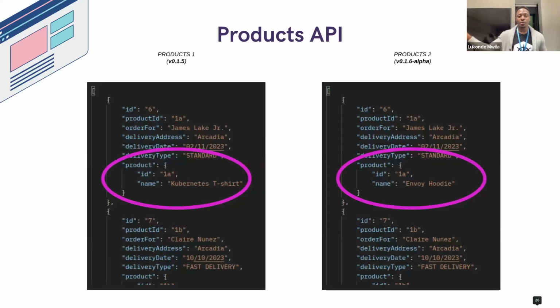So you can see over here with products 1, I've got a product where 1A, the ID for the product 1A, is actually a Kubernetes t-shirt, but then 1A in products 2 is an Envoy hoodie. So that's just going to be a marker for us as we work through this.